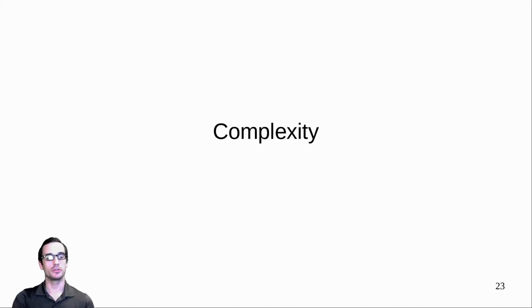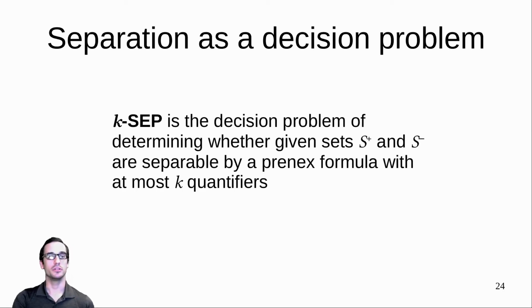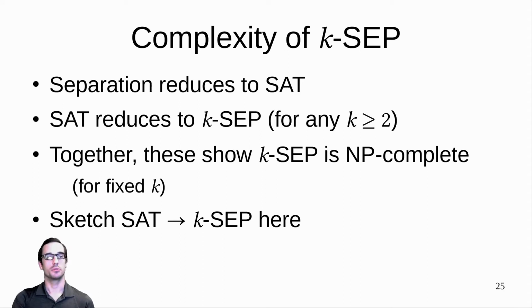I want to take a moment to talk about the complexity of separation. In order to do that, we're going to define a family of decision problems, K-sep. And these will be the problem of determining whether some given labeled sets, S plus and minus, are separable with a prenex normal formula with at most k quantifiers. So the algorithm that we just presented shows that separation can be reduced to SAT. And we can show the reverse as well, that SAT reduces to K-sep for any k greater than or equal to 2. Together, these are going to show that for a fixed k, K-sep is NP complete.